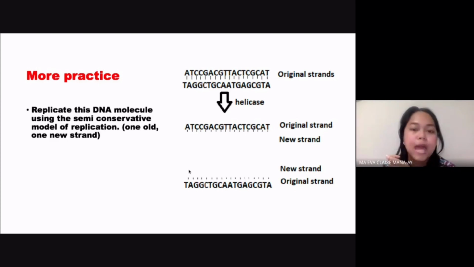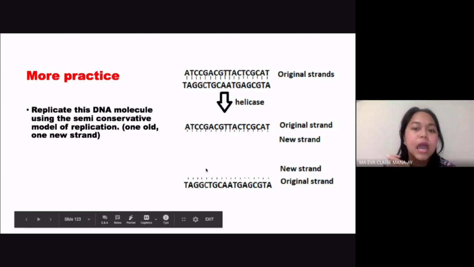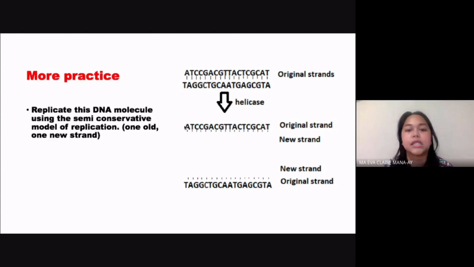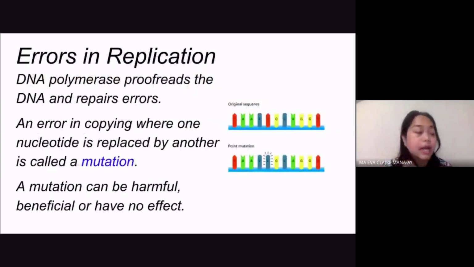Now remember, at the end of your replication, you produce two molecules of DNA, and both of them are semi-conservative. They're semi-conservative because they have an old strand and they also have a new strand. Any questions, people? All right, now I believe this is the last slide that I have before I give you your independent work.